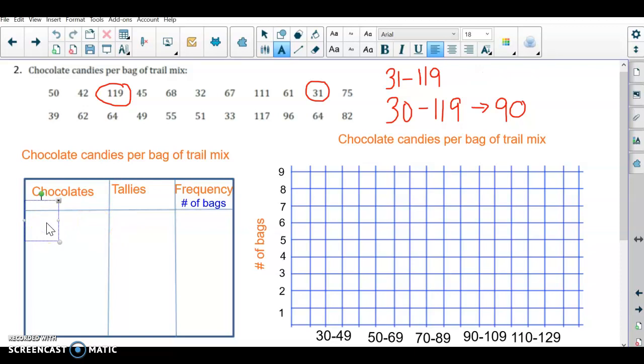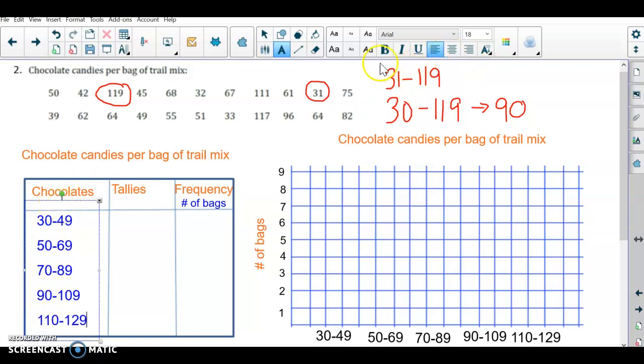So I'm going to go 30 to 49. I subtract that, that gives me 19, but then I add the 1, so that's really 20 numbers there. So then my next number is 50 to 69. If I subtract that, I also get 19. Okay, 70 to 89. I subtract, I get 19. 90 to 109. I subtract that, I get 19. And then 110 to 129, I subtract that, I get 19.